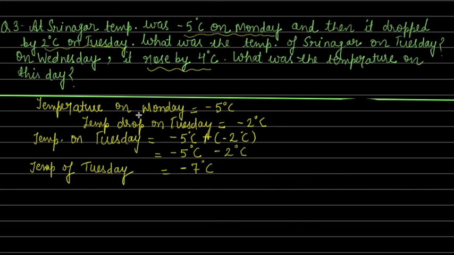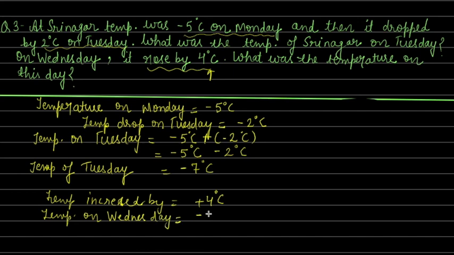Now what happens on Wednesday? The temperature has increased by 4 degrees Celsius. So the temperature increased by how much? Plus 4 degrees Celsius. When it was minus 7, now on Wednesday it has increased by plus 4. So you have to tell the temperature on Wednesday. How much will the temperature be? The temperature on Wednesday will be how much?